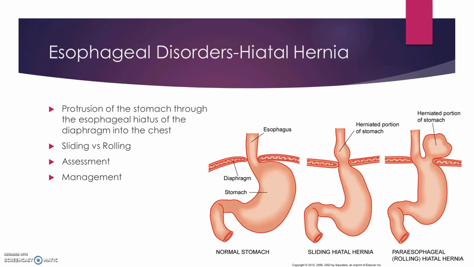Hiatal hernias are a protrusion of the stomach through that esophageal hiatus, and so part of the stomach goes up above that diaphragm. You can see in this picture that we've got different variations of this. We've got a sliding one, in which it's like kind of a direct pull, and so you can see this part of the stomach comes up, versus an outpouching when a rolling hiatal hernia comes up and part of the stomach comes out like this.